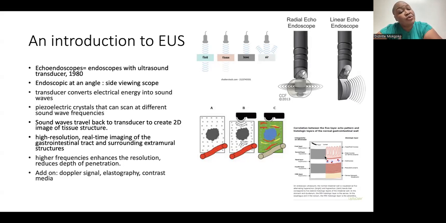We also have newer add-on technologies. We can evaluate vascular structures like Doppler signal. That's been available to us for a while. But there's also newer and emerging things like elastography, which essentially looks at how compliant the tissue is and how hard or soft a mass or an organ might be. And now we have the ability to also instill contrast media and evaluate vascularity of certain tissues, which can tell you about malignant or inflammatory conditions.